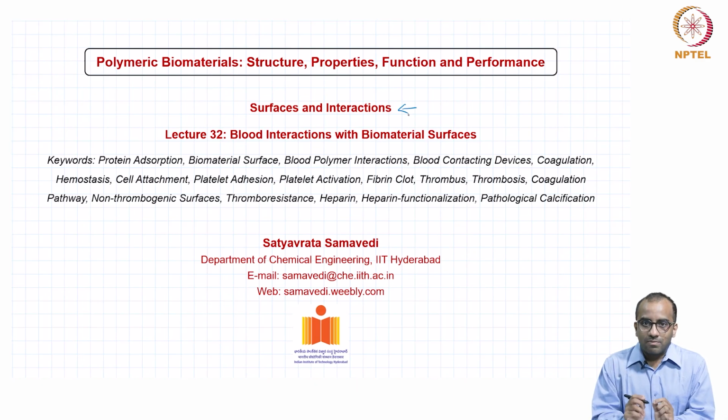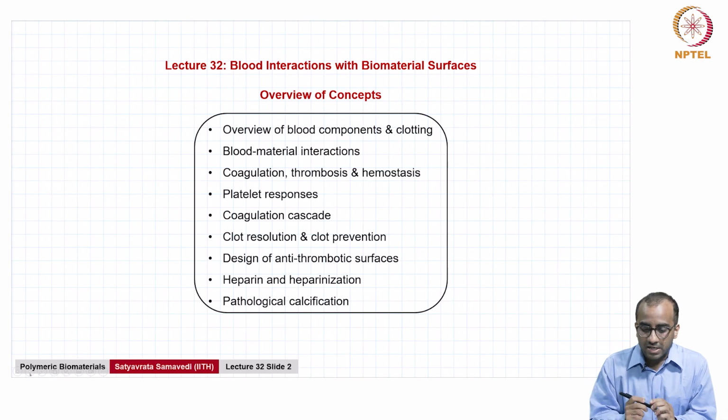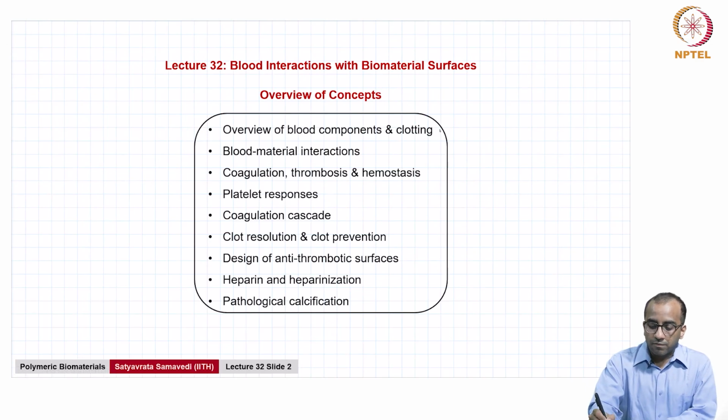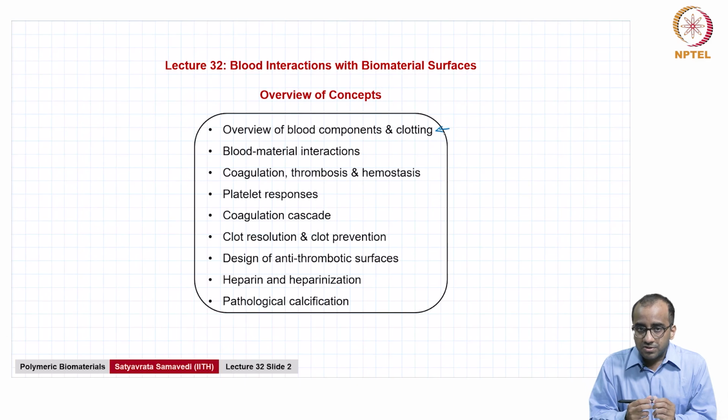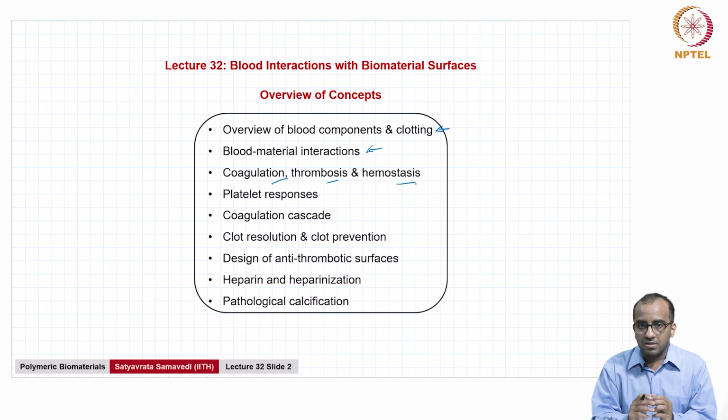So, with that little bit of background, we will take a quick look at what we will see in today's lecture. We will start off with an overview of blood components and the clotting process itself and why it is important to study clotting. We will look at some terms that are related to understanding hemocompatibility and blood material interactions. Then we will look at specific aspects related to coagulation, thrombosis and hemostasis, and what factors govern that delicate balance between something that can lead to a clotting disorder versus a bleeding disorder.